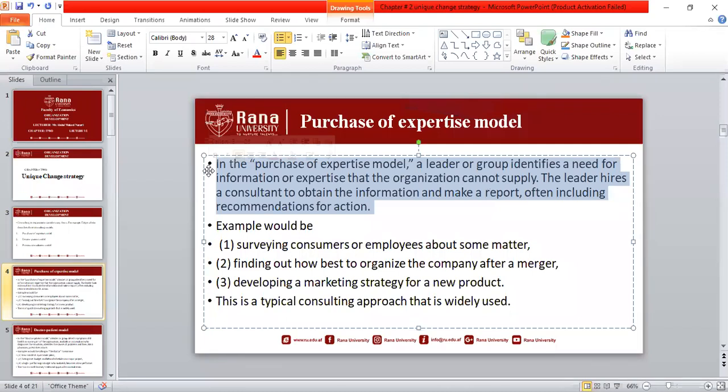In the purchase of expertise model, the leader or group identifies the information. Whatever the problem is, first the leader of the organization will identify the problem. Let's suppose, what sort of problem? Your employee turnover is high, productivity is not good.